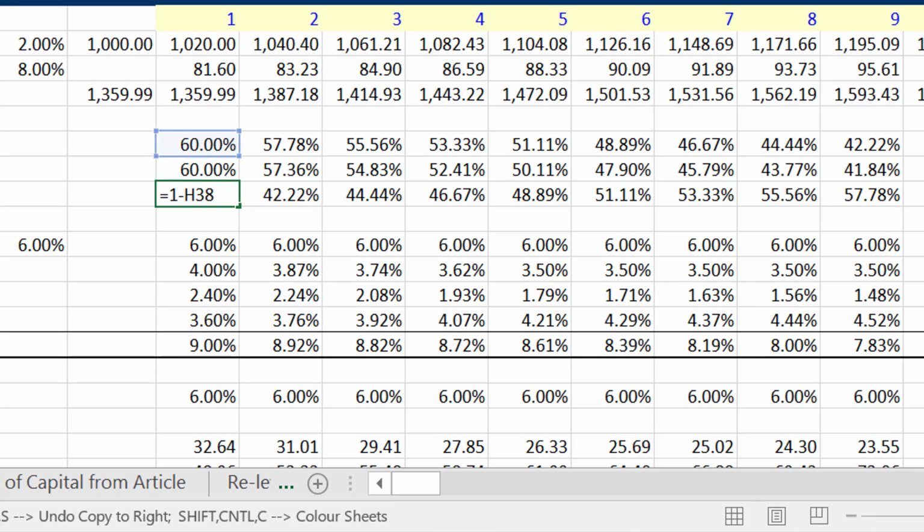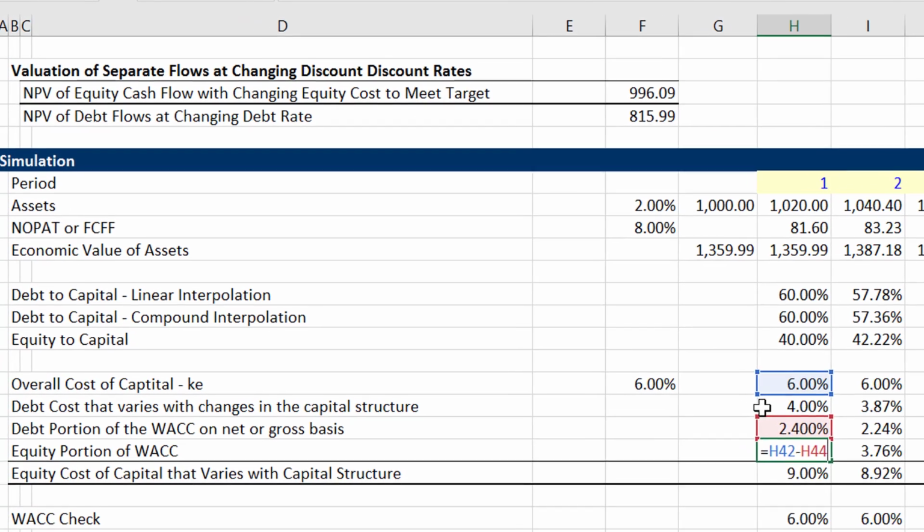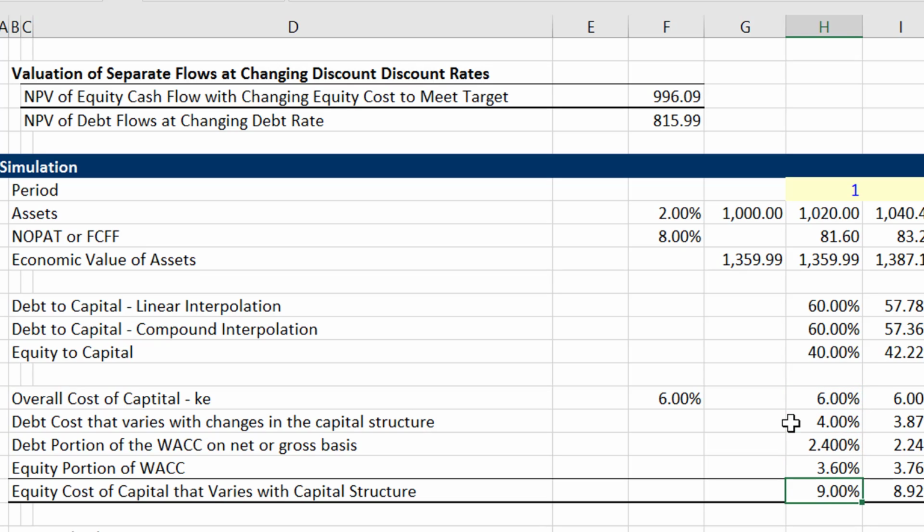Equity is just 1 minus the debt then, and this is the key thing, that the overall cost of capital is 6%. Now that's totally the key, okay? Because if the overall cost of capital is 6%, then we take account of the debt cost, and this is another interpolate lookup function, and then we multiply the debt cost by the debt to capital. I used the linear one, and then the equity capital is just the total cost minus the amount that's in the weighted average cost of capital.